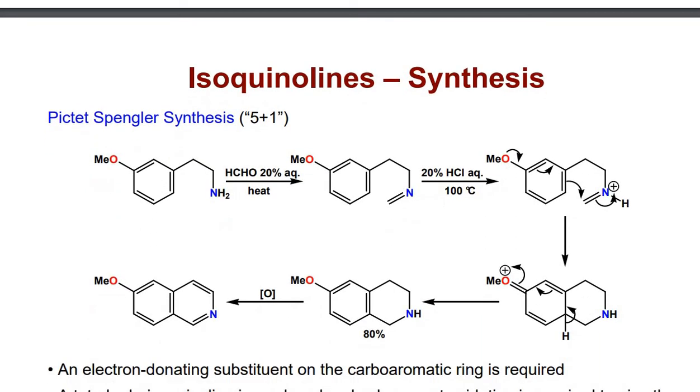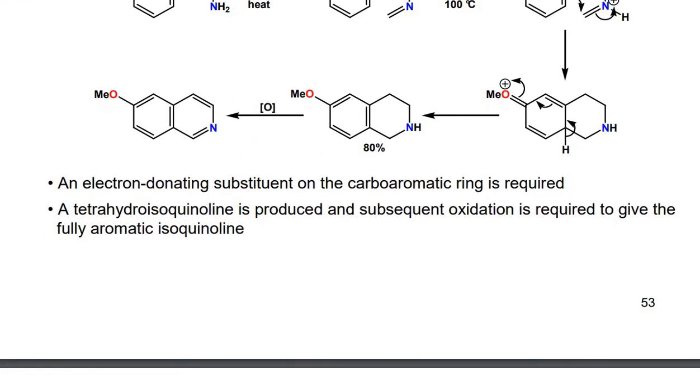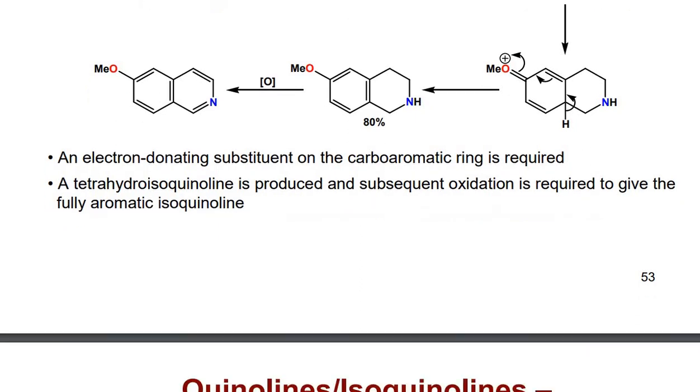Isoquinoline synthesis, you can see Pictet-Spengler synthesis, a 5+1 strategy. An electron donating substituent on the carbo-aromatic ring is required. A tetrahydroisoquinoline is produced and subsequent oxidation is required to give the fully aromatic isoquinoline.